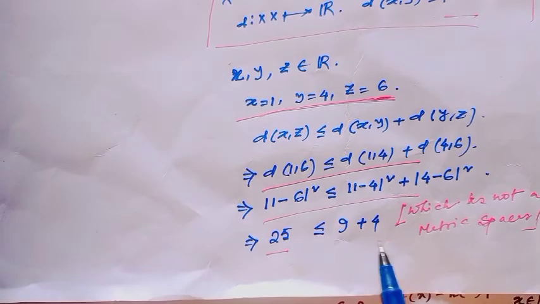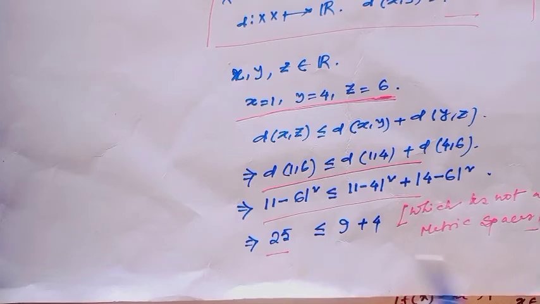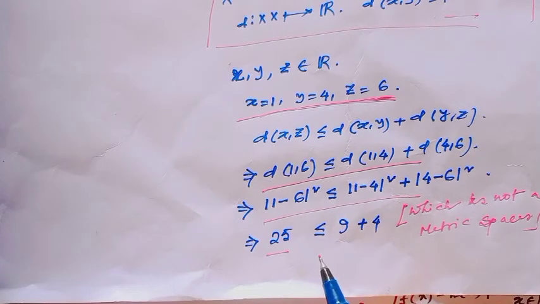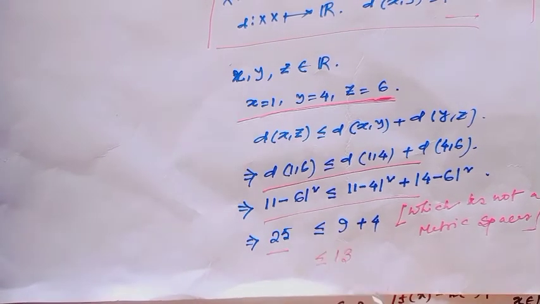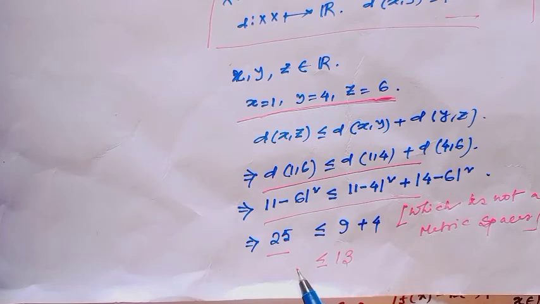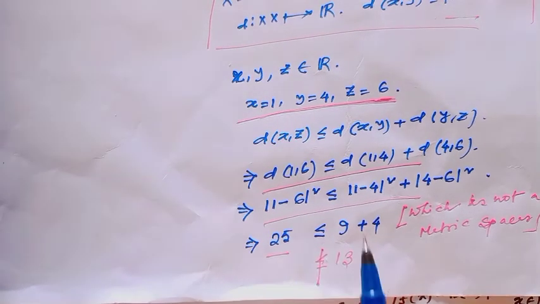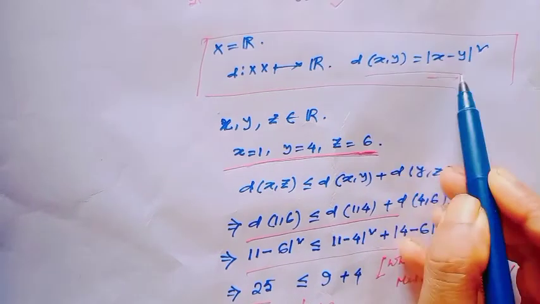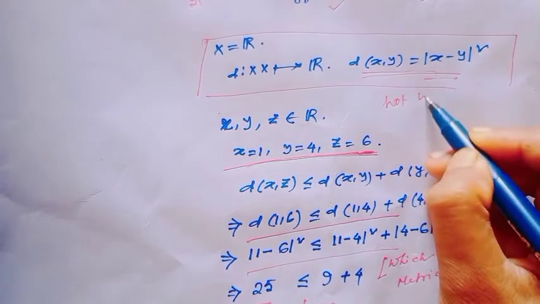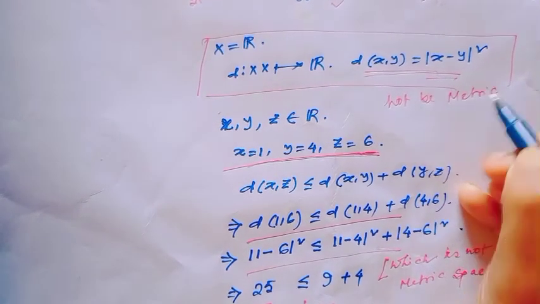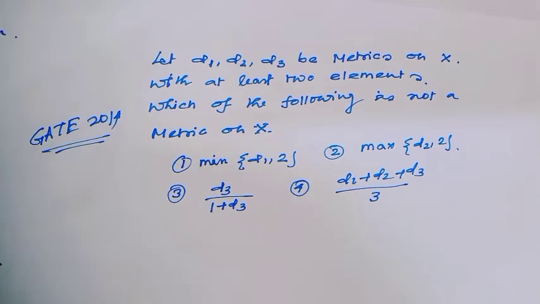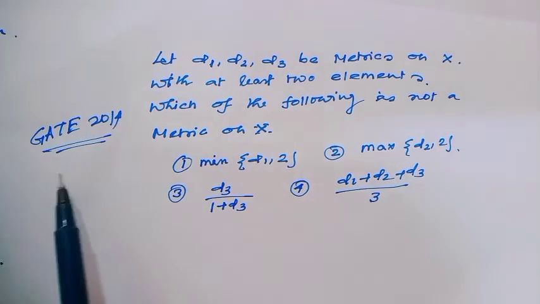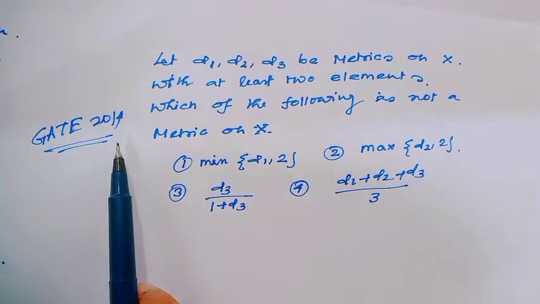25 less than or equal to 9 plus 4, which is 13. But 25 less than or equal to 13 is not possible. So the triangle inequality has broken here. So this is not a metric on R.